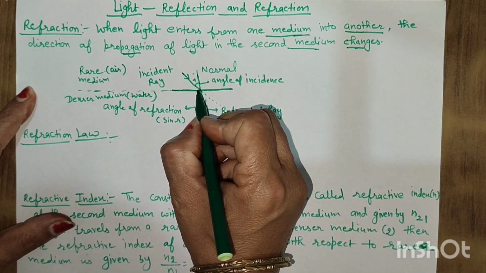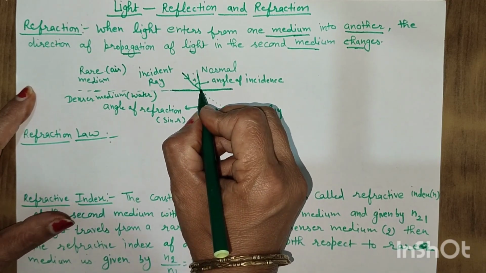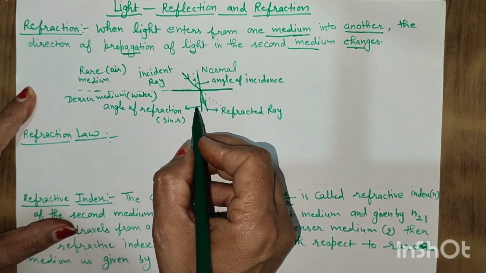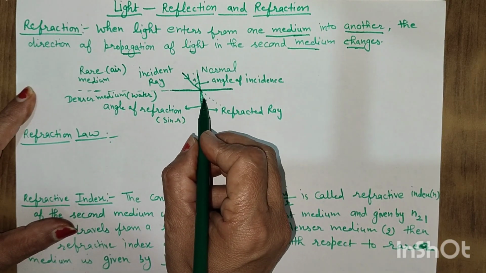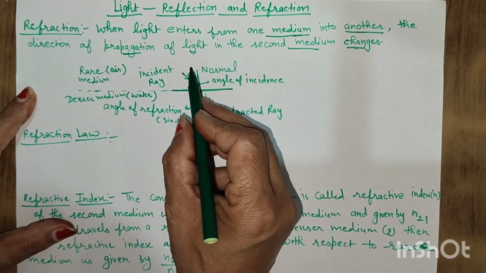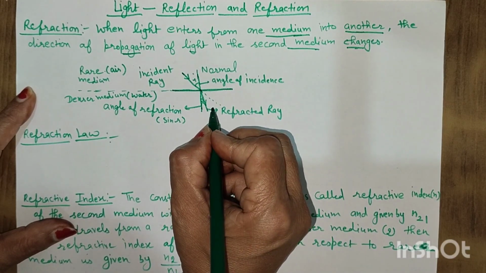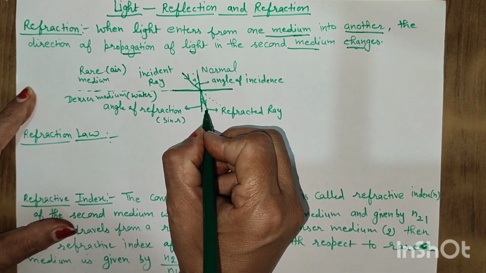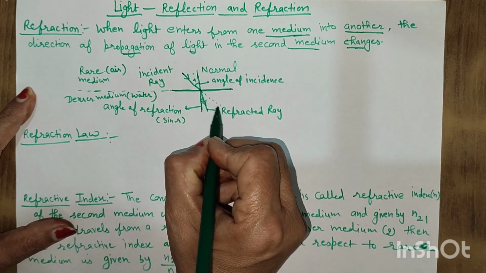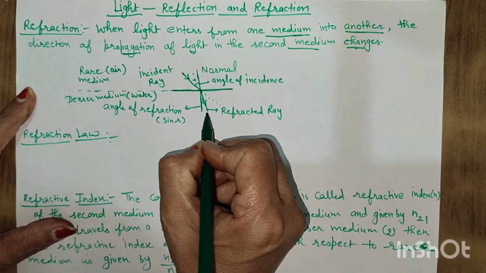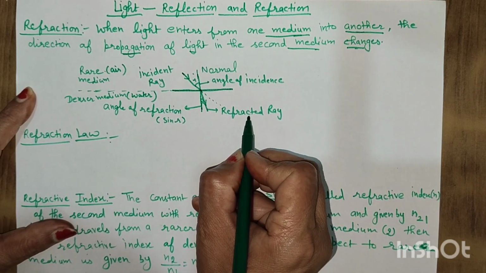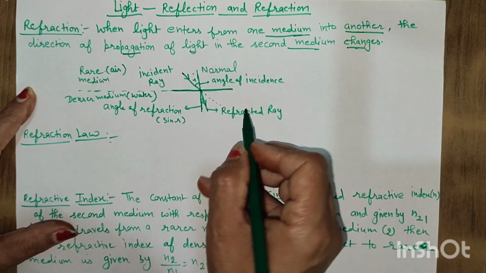When a ray strikes the surface, that ray is called the incident ray, and after refraction, this ray is called the refracted ray. When a ray enters from one medium to another, it changes its path. The ray should go along this path, but here it changes the path, which shows the process of refraction. This is called a refracted ray.